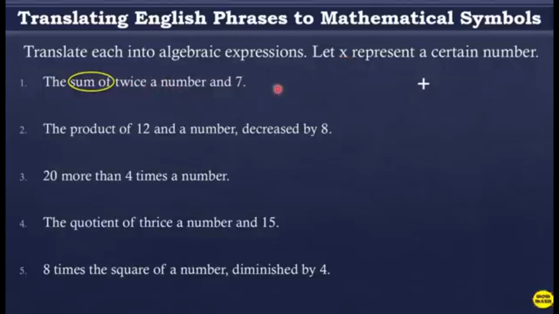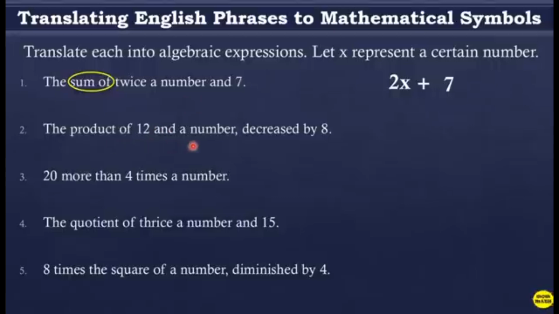So, we're going to get the sum of twice the number. So, twice the number is 2x and 7. So, we have already there the sum of twice a number and 7. We have 2x plus 7. So what you can see is a bit complicated already. So be careful in translating. Understand the phrases always. So understand, comprehend the phrase properly.